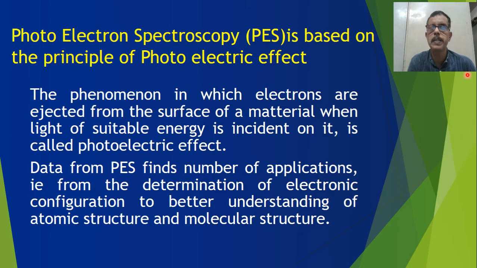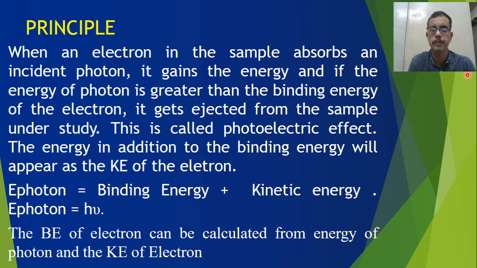Photoelectron spectroscopy is based on the photoelectric effect. What is the photoelectric effect? When light falls on the surface of a material, electrons are ejected from its surface. This phenomenon is called the photoelectric effect. And PES is based on this effect, and the data obtained from photoelectron spectroscopy is used mainly in the determination of electronic configuration of atoms and molecules, and also atomic and molecular structure.